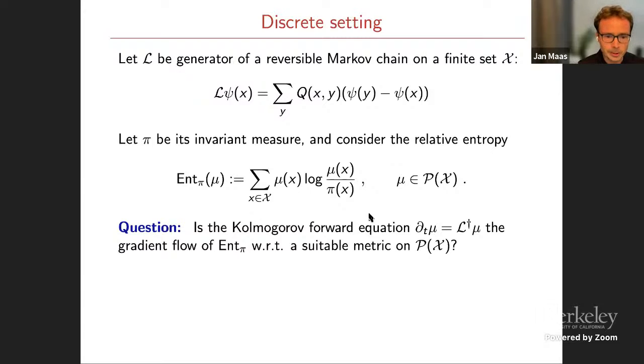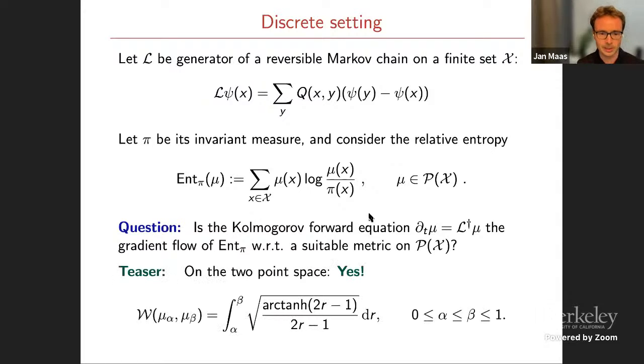Nevertheless, you can try to solve this problem on the two-point space, and if you do it on the two-point space, here's the answer. So you can indeed find the metric on probability measures, and it's given by this strange formula involving some hyperbolic arctangent. So probably not the first metric you would try if I would ask you to guess. Okay, so the question is, of course, where does this come from, and can we make sense of this also in a little bit more interesting discrete settings, namely on arbitrary discrete spaces?